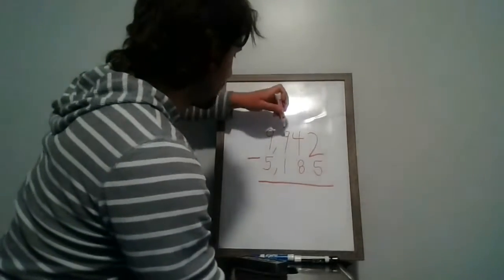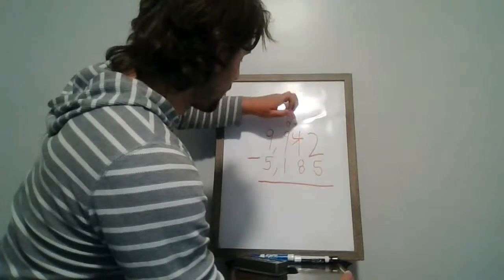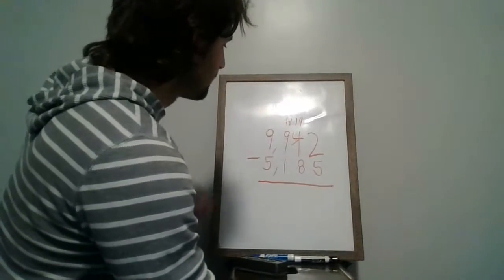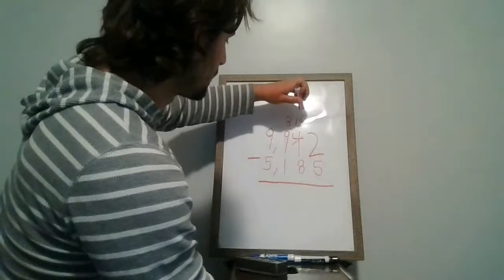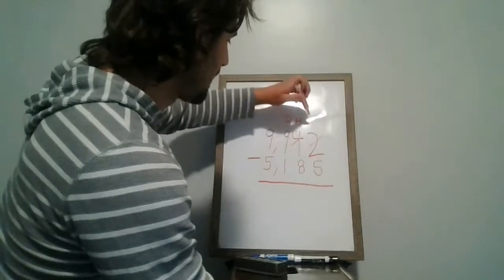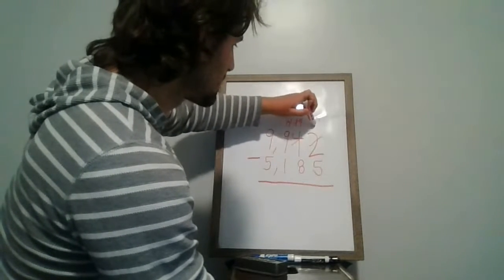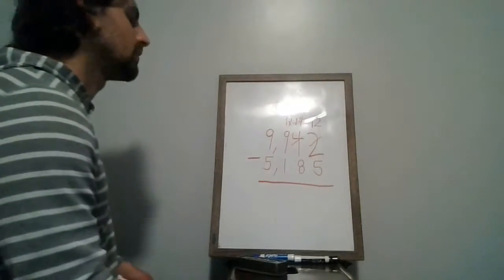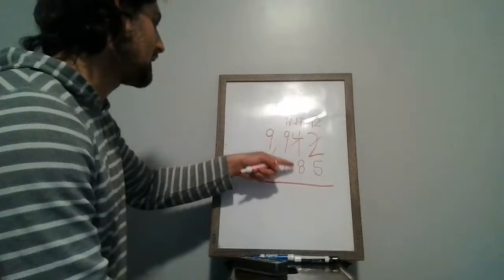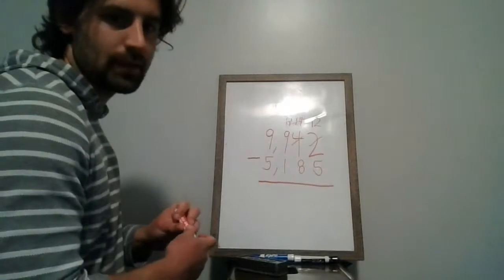So I'm going to do the regrouping. So the 9 is going to become an 8, and the 4 is going to become a 14 because we're taking a 10 from the hundreds place there. Now the 14 is going to become a 13, and the 2 is going to become a 12 because we have to take a 10 from the tens place and add it to the ones place. So now we should be all set. 12 is bigger than 5, 13 is bigger than 8, 8 is bigger than 1. We are good to go.